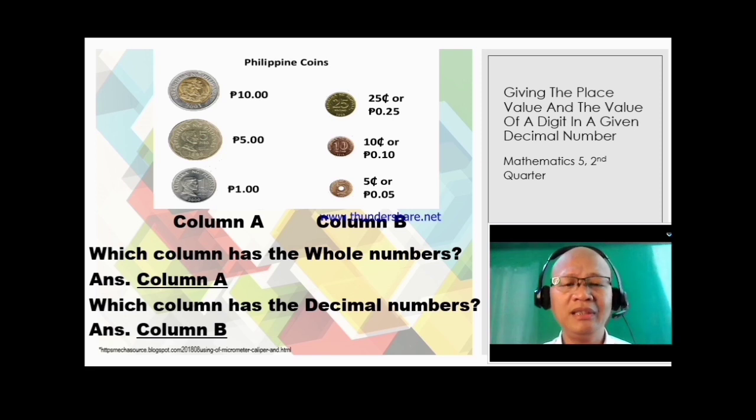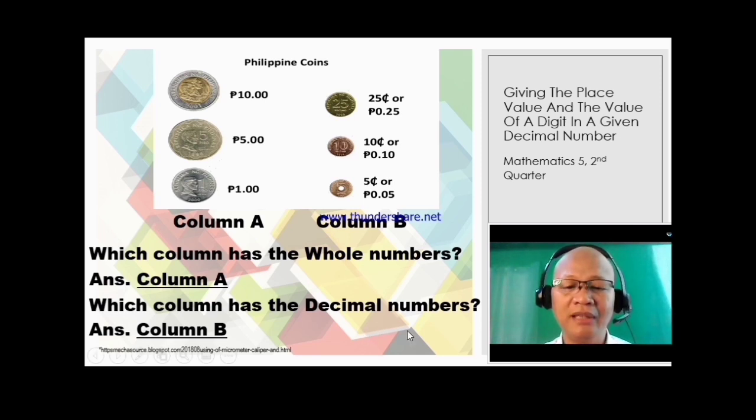Now, I want you to be observant. Observe column A and column B. What is the significant difference in terms of number or digit between column A and column B? Anybody? Between the whole numbers and the decimal numbers of column A and column B, what is the significant difference? Yes? Correct. Column A has a number from the decimal point going to the left. And correct, column B has a number from the decimal point going to the right. So that is the significant difference. The whole number has digits from the decimal point going to the left, and the decimal numbers have digits from the decimal point going to the right.